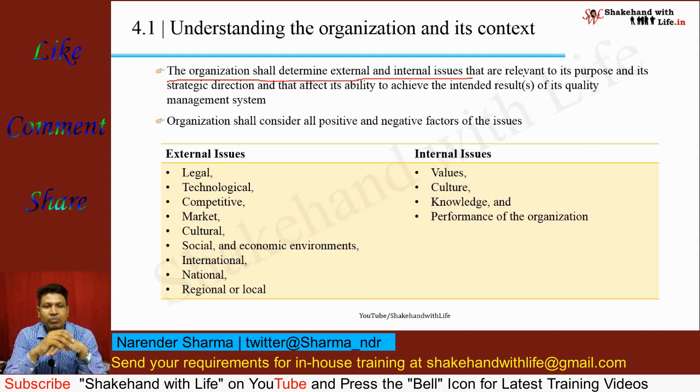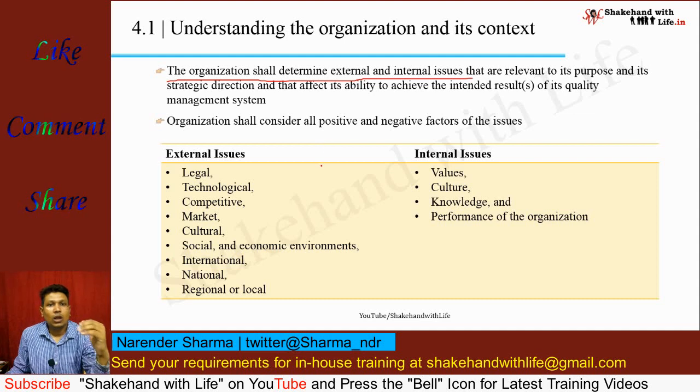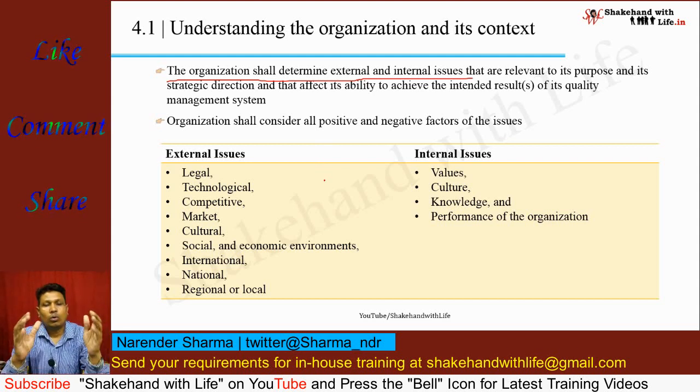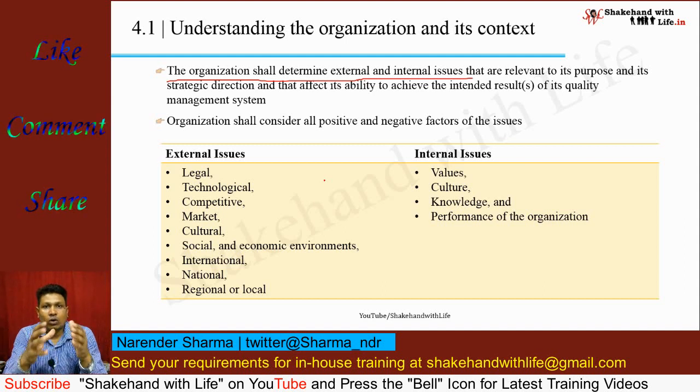Concerning the external issues, these are legal issues, what type of compliances the organization has to face or implement, what type of technology the organization has to bring up in the plant to manufacture a product, and competitiveness in the market, and what type of market there is in which the organization is going to deliver its product or deliver its service. Then there are cultural issues, social and economic environmental issues. Consider the international issues, national issues, regional or local issues.